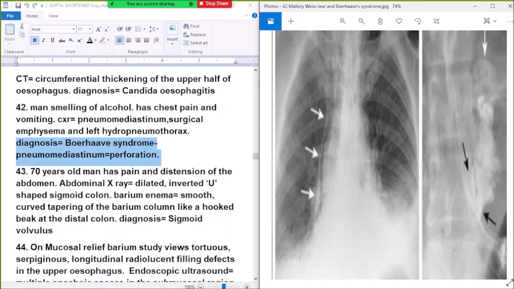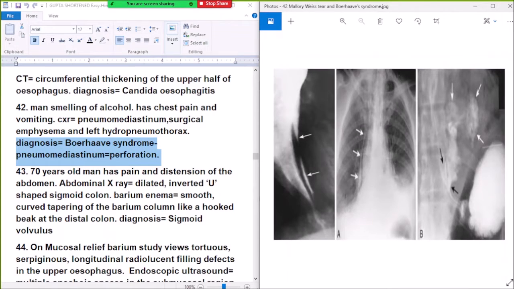So the diagnosis is Boerhaave syndrome. History of alcohol, and on chest X-ray pneumomediastinum: diagnosis Boerhaave syndrome. Pneumomediastinum shows perforation.